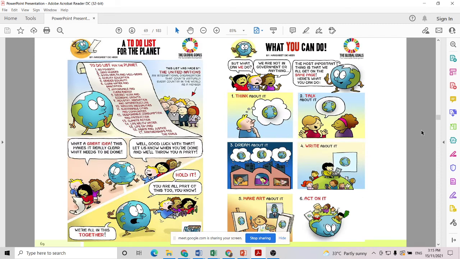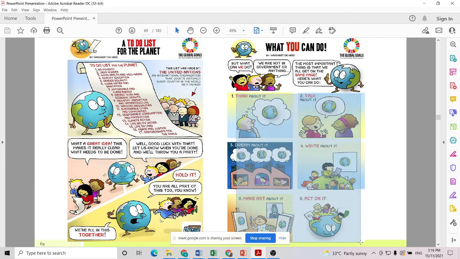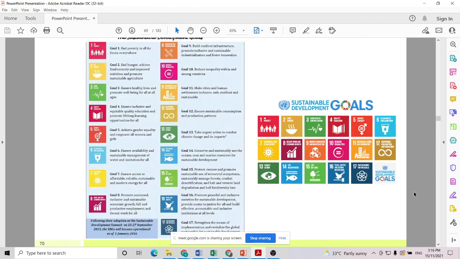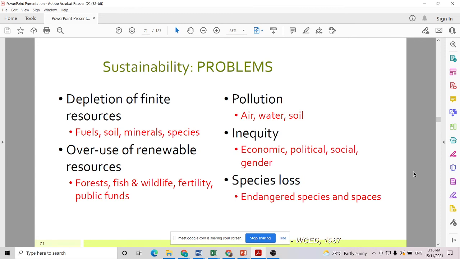So this is some of the graphic regarding the sustainable development. So what you can do is that you think about it, talk about it, dream about it, write about it. And then lastly, act. So you need to act. If you talk about sustainable, you need to act as an individual that contributes towards the society. This is the goals.